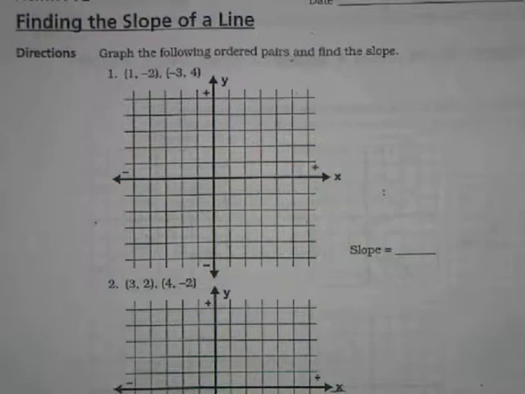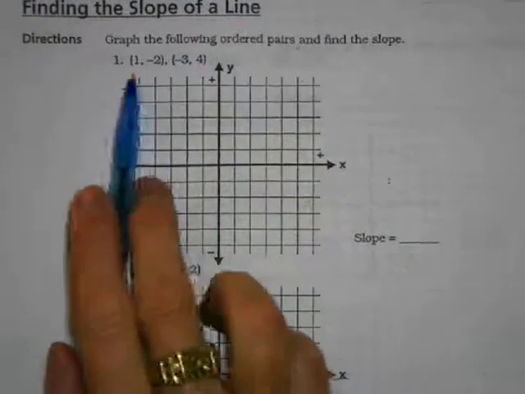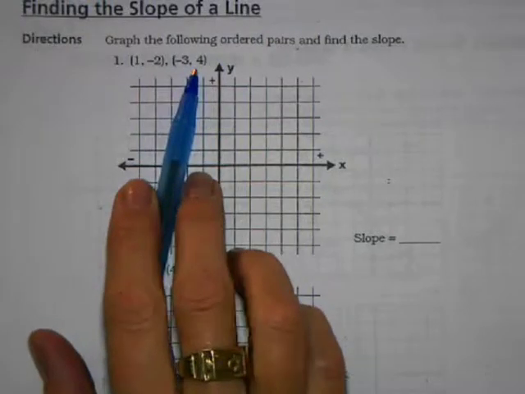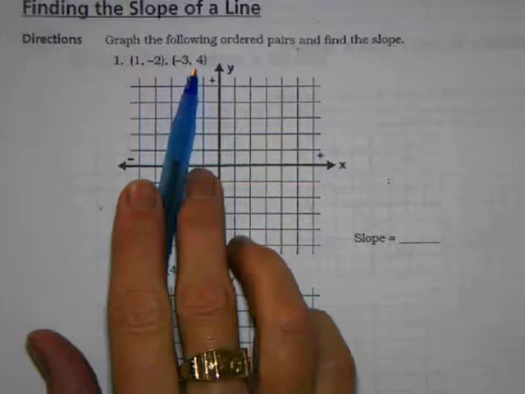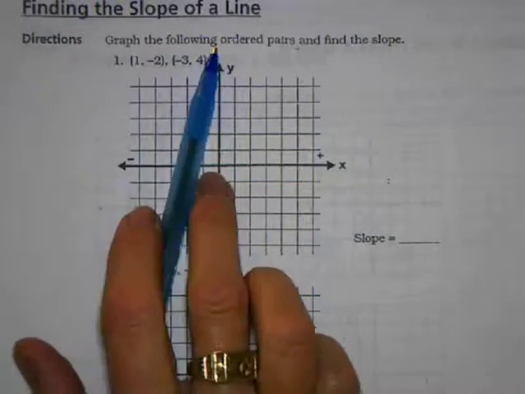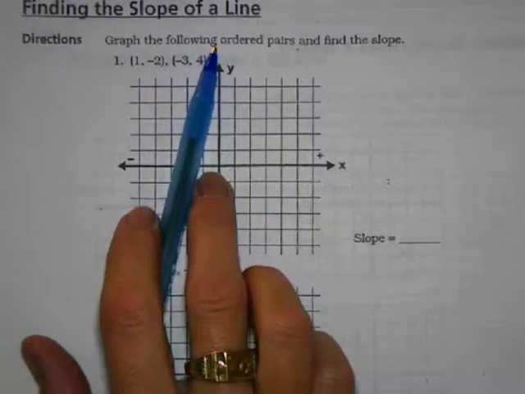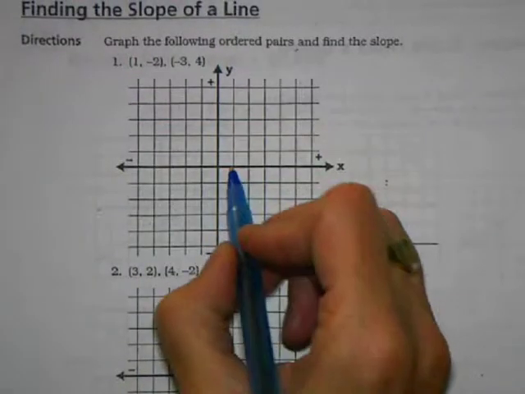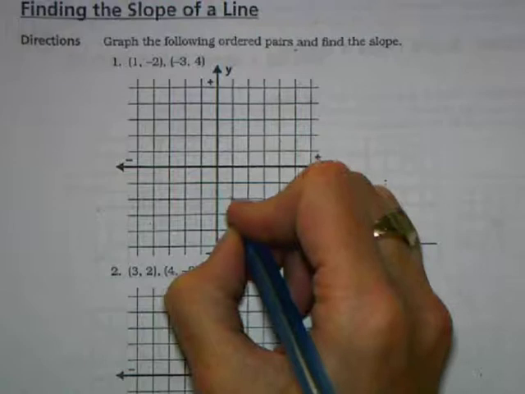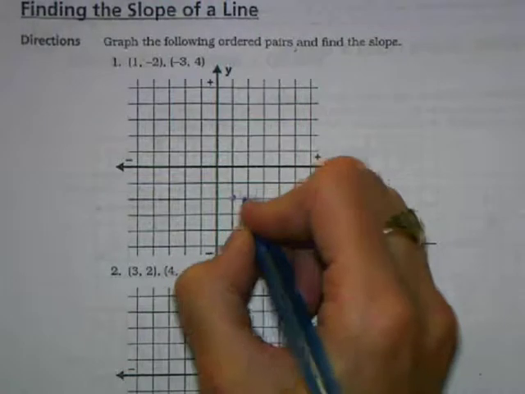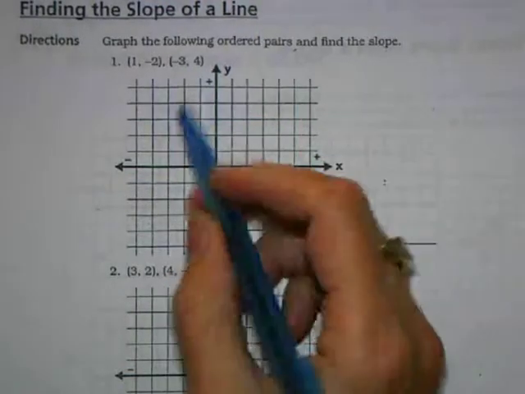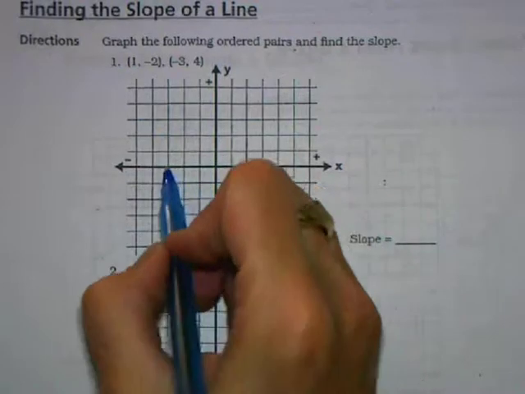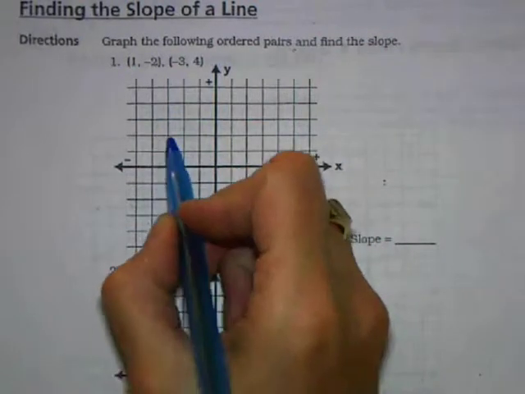On this page, the next thing that we need to do is we need to either take these 2 points and graph them and then use rise over run to find our slope, or we need to take these 2 points and put them in a table. Since the directions say to graph the following ordered pairs, let's use that graph to find the slope. So the first point is 1, negative 2. So I go over 1 on the x-axis and down 2 on the y-axis. That's my first point. Next, I have negative 3, 4. So I go backwards 3, 1, 2, 3 on the x-axis, and up 4 on the y-axis. 1, 2, 3, 4.